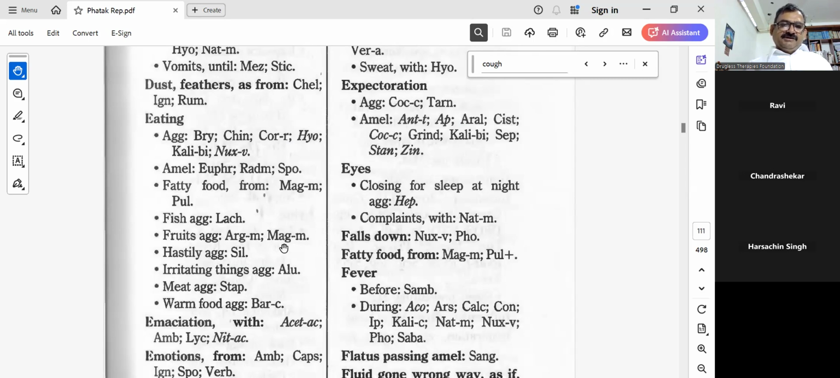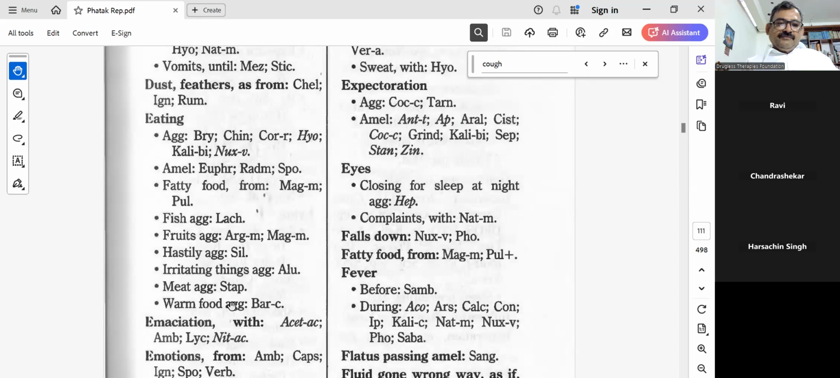So fruits aggravation. Hastily aggravation. Eating hastily means both fast and without patience. If they eat hastily, then they get a cough, that's a symptom. Irritating things. If something is irritating, like very pungent foods they're taking, like very strong pickle, and people even eat green chili. Many people like to have them, but such irritating things are there.